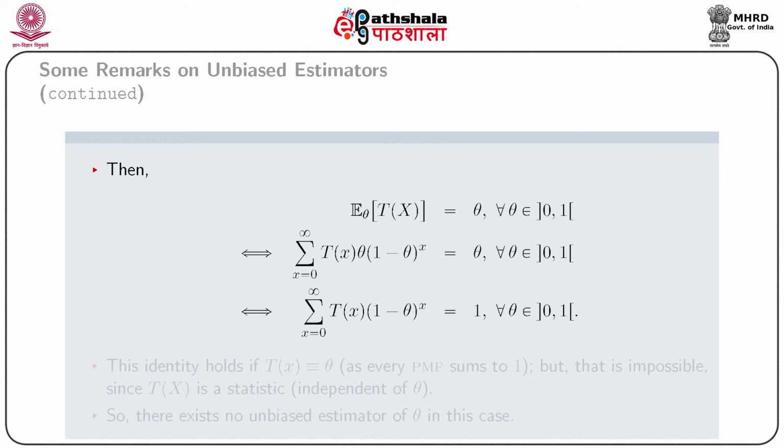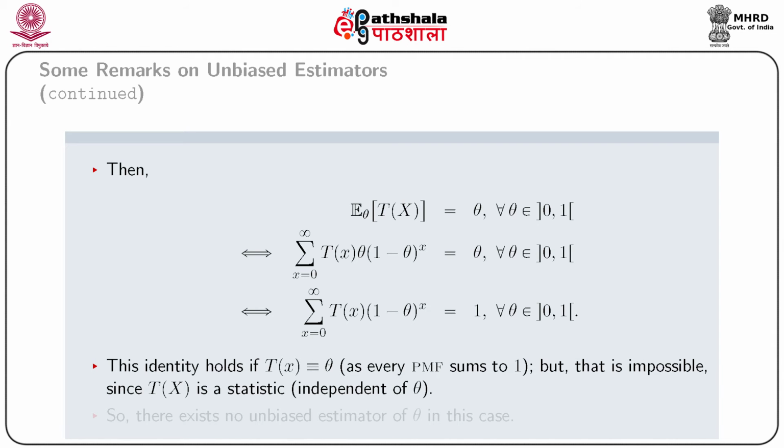Then expectation of T under theta is equal to theta for all theta, which implies summation over x from 0 to infinity Tx into (1 minus theta) to the power x into theta is equal to theta for all theta, which implies summation over x from 0 to infinity Tx into (1 minus theta) to the power x is equal to 1 for all theta belonging to the interval (0, 1). Such an identity cannot hold since the LHS is a function of theta but the RHS is independent of theta.